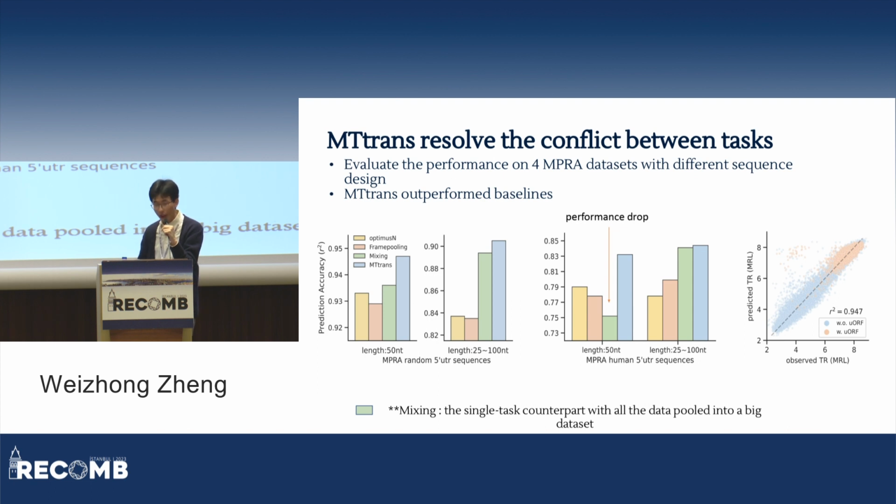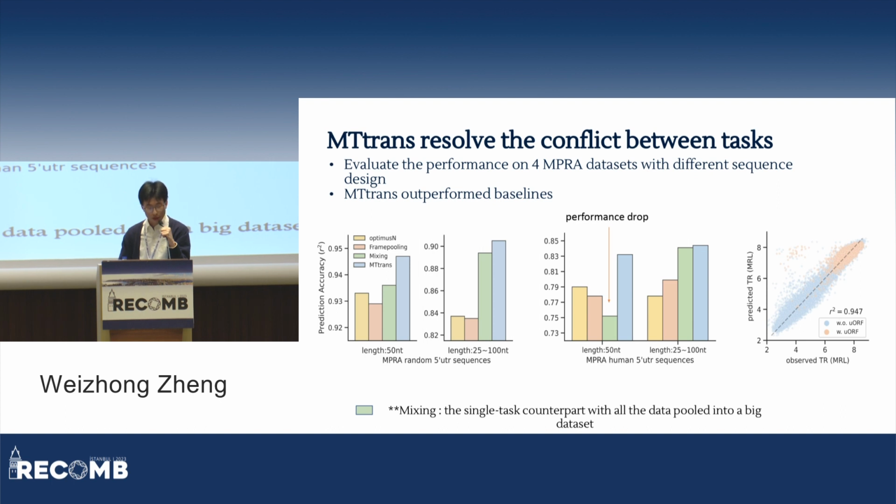We then test that out on 4 massively parallel reporter assays. There are 4 data sets with very different sequence designs. Some are random sequences with fixed length or varying length. Some are natural human UTRs, also with fixed length and varying length. Because we're doing a simple regression problem, the accuracy can be measured by R-square. We find that our MTtrans method can outperform all the baseline methods.